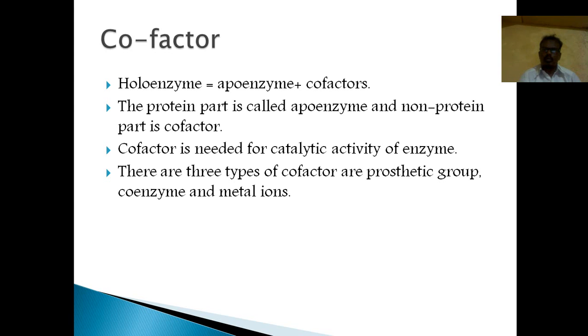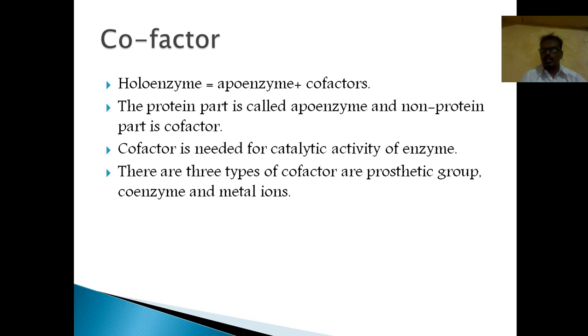So there are three types of cofactors: prosthetic group, coenzymes and metal ions. These are all the types of cofactors. Clear? They may ask you to name the protein part of the enzymes and the non-protein part of the enzymes. Cofactors means the non-protein part, whereas the protein part is the apoenzyme.